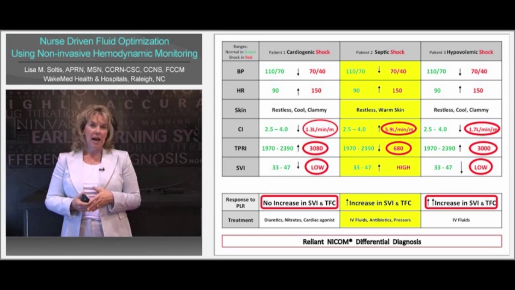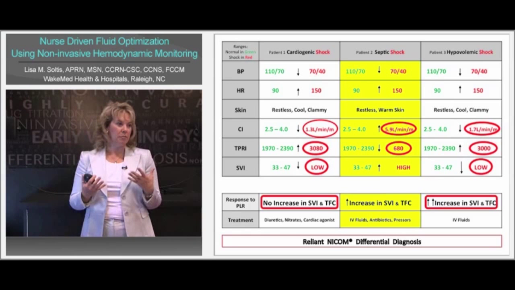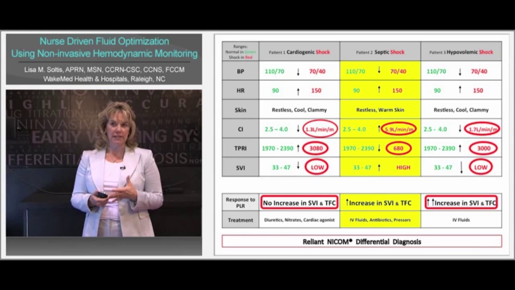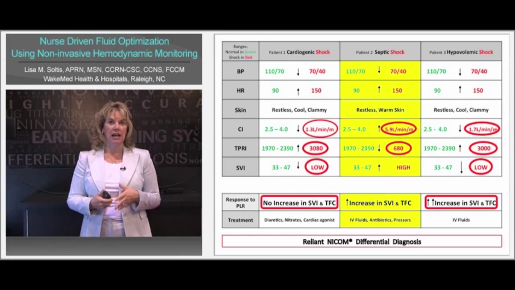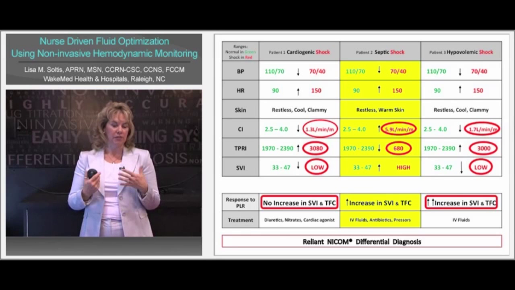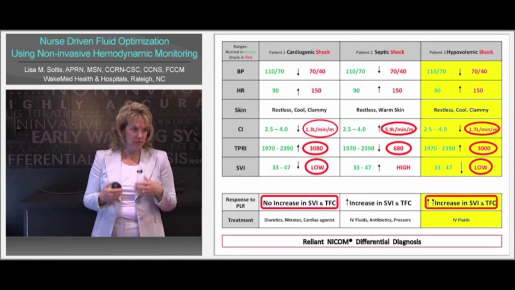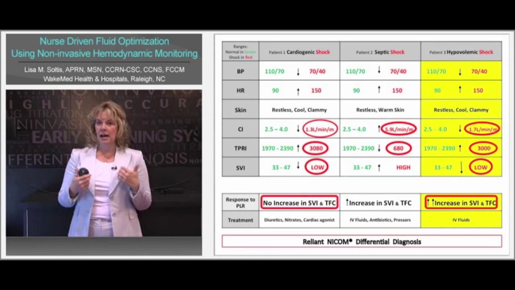We all know this is on the horizon, with the increased awareness of volume resuscitation and the antibiotics. And so within a matter of minutes, I can determine my patient is septic, and I can adequately fluid resuscitate without having to put in an invasive line to guide my fluid resuscitation for that patient.